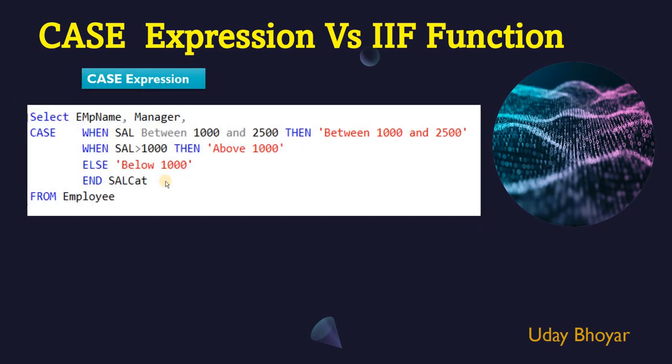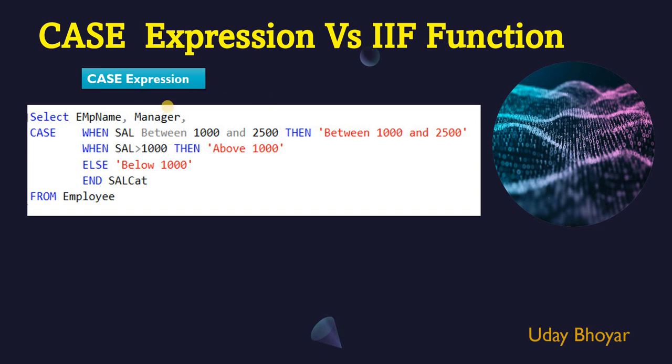So let's see what happens when there are multiple WHEN expressions in a CASE. In this example, when a salary is between 1000 and 2500, I want to display the text between 1000 and 2500, and then when my salary is greater than 1000, I want to display the text above 1000, and for all other scenarios I want to display below 1000. In these multiple scenarios, the IF function doesn't fit, because in the IF function we are basically trying to fetch either a true or false value based on one single Boolean expression.